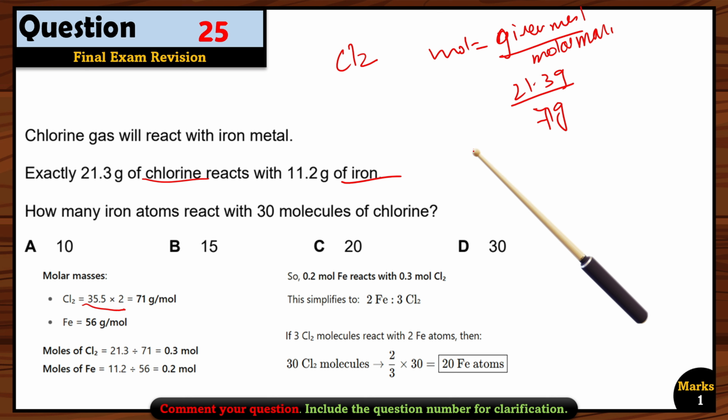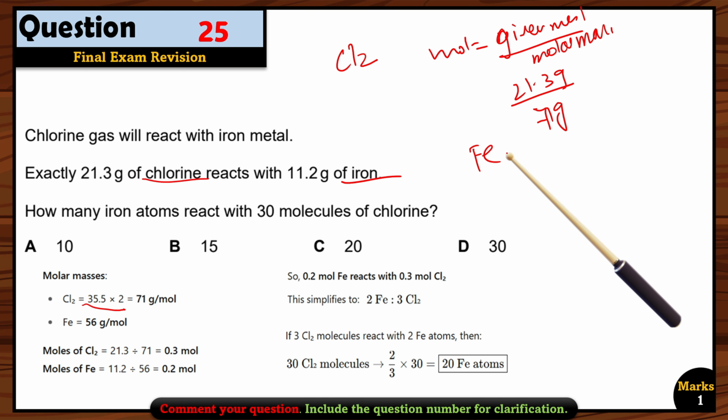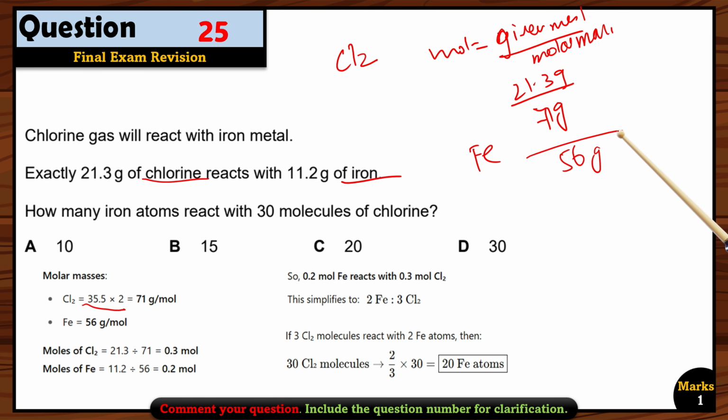Now let's see for iron. Iron is a metal, so it will exist as an atom. We have to write an atom. So if you see the mass of iron in the periodic table, it's 56 gram, and the given mass is 11.2 grams. So you just have to find the moles. The moles of chlorine is 0.3 mole and the moles of iron is 0.2 mole.